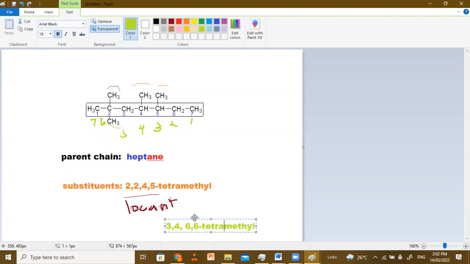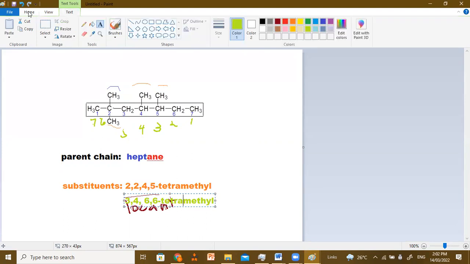Now you notice that if we compare, there is already a point of difference. We always choose the first point of difference where the location of the locant is lower. So between 2, 2, 4, 5 tetramethyl or 3, 4, 6 tetramethyl, we choose this one, because it has the lower locant.